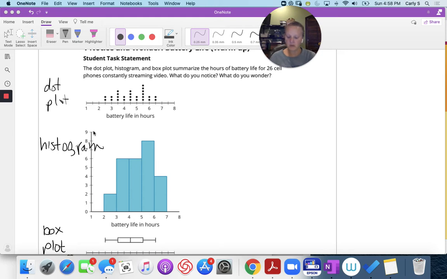For our notice and wonder, the goal here is to get the idea that data can be represented in different ways. And representing data in different ways has different meaning behind it. Sometimes it's more visually pleasing in a certain way. Sometimes the data has more relevance in a certain way, things like that. Learning how to create different data displays. All right, so looking at these things, what do you notice? What do you wonder?